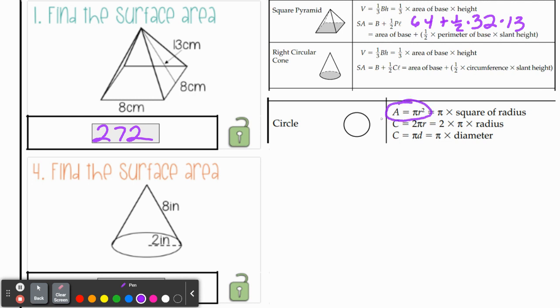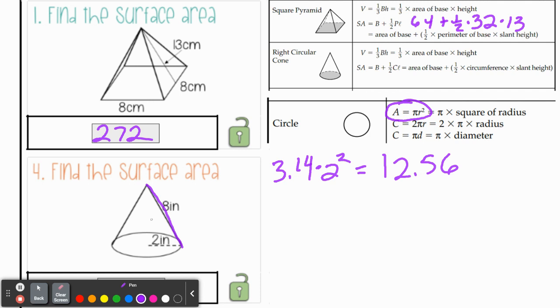Now the instructions do say to use 3.14. All right, so that's where we're going to use 3.14 times 2 squared. Okay, so that will give us 4 times 3.14, which is 12.56. Okay, plus half of the circumference times our slant height. So your slant height is this height right here. And they call it slant because instead of it going through the middle, it makes a difference.